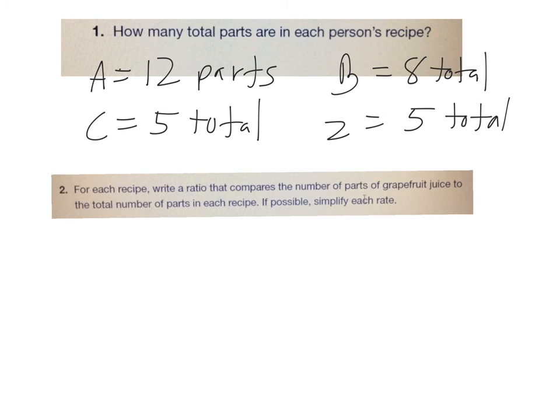The next thing I would want to do is look at the grapefruit juice. So let's look at that first. For each recipe, write a ratio that compares the number of parts of grapefruit juice to the total number of parts in each recipe. If possible, simplify each rate. So that means simplify the fractional part that we'll come up with. So I will look up at the original recipes here.